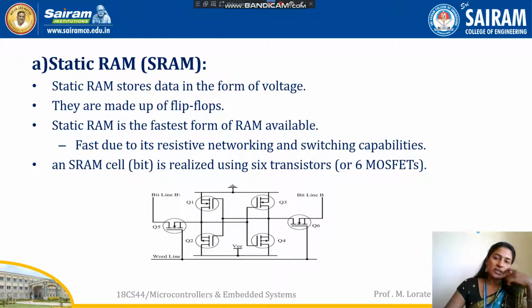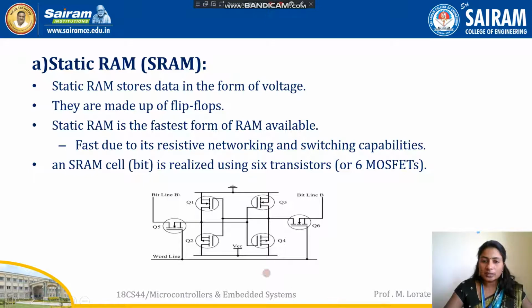Static RAM stores the information in the form of voltage. Static RAM is made up of flip-flops. This is the fastest RAM, because of the resistive network and switching capability of the RAM cells. This static RAM is developed using 6 transistors or MOSFETs. Out of the 6 transistors, 4 are used to form the latch. These 4 are forming the memory cell. The remaining 2 MOSFETs are used to control the access.